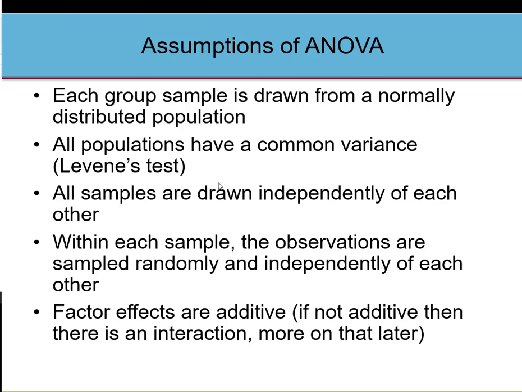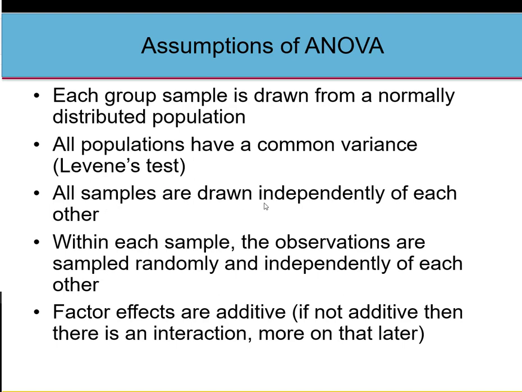So as with all statistics, we have some assumptions, and as we get more complicated in our analyses, the assumptions will become a little bit more involved. The first one is that each group sample is drawn from a normally distributed population, and that one we're just going to assume. All populations have a common variance, and we've seen the Levene's test in the independent samples t-test. We're going to see it again here.